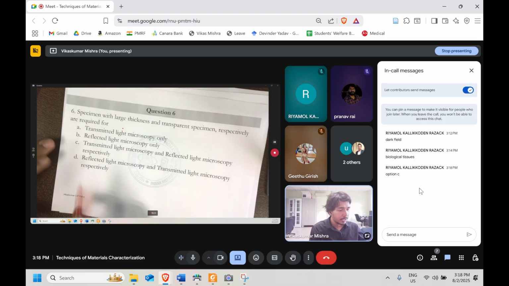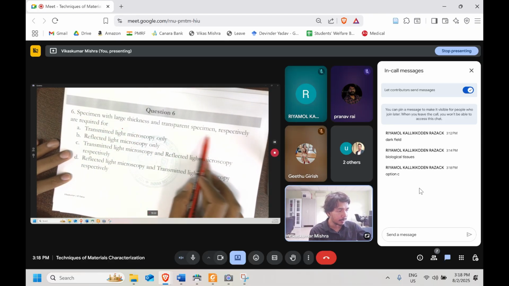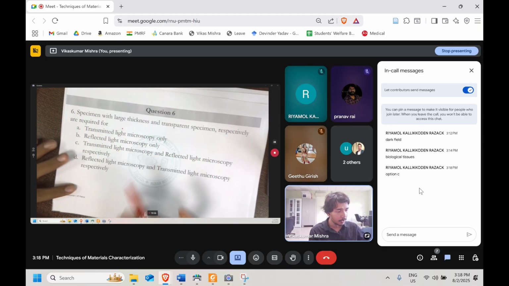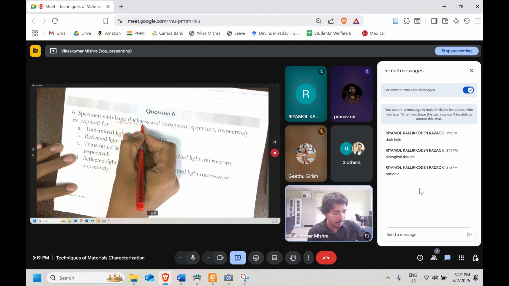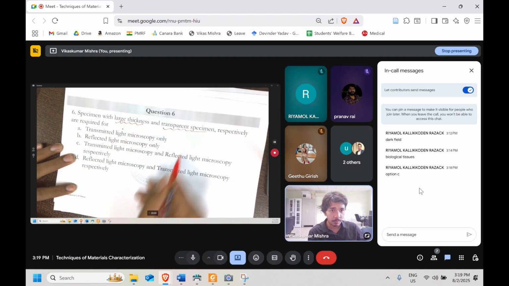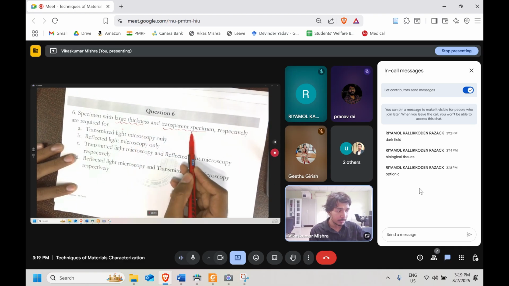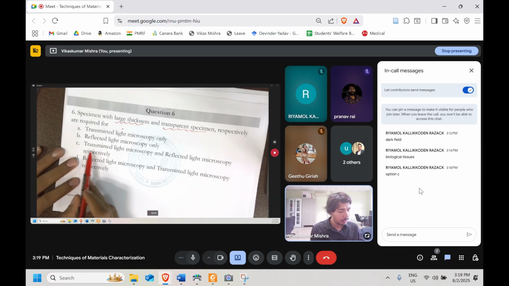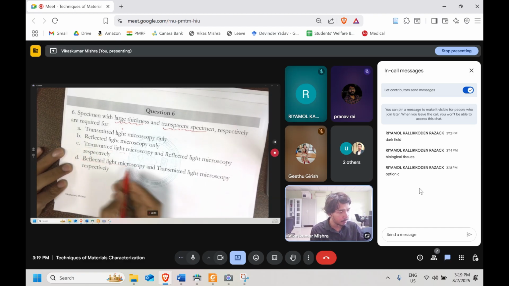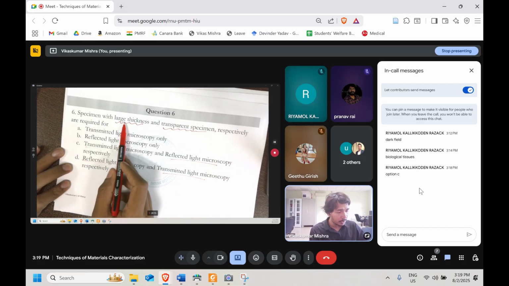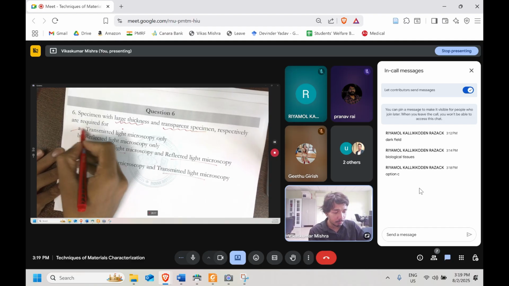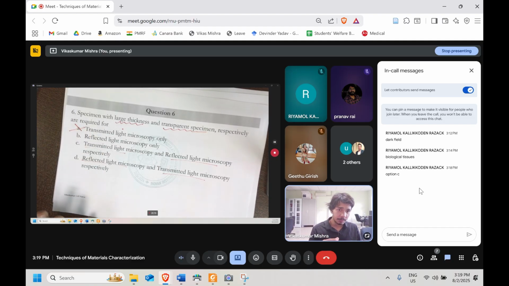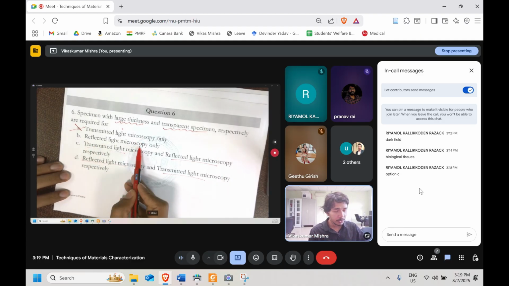So here, the specimen with large thickness and the transparent specimen respectively are required for two different conditions: reflected beam and transmitted beam. Can we use the large thickness in the transmitted one? No. For transmitted microscopy, we need the thickness to be as small as possible. A large thickness is for reflected light microscopy only.